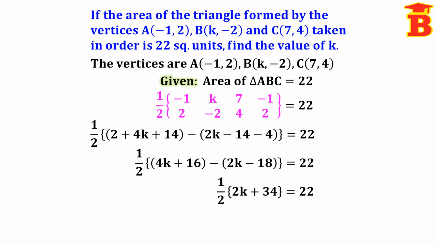Now we can cancel 2. So taking 2 common and cancel outside, we get k plus 17 equal to 22. This 17 take right side minus 17. That is 22 minus 17, which is equal to 5. Therefore, the value of k equal to 5.